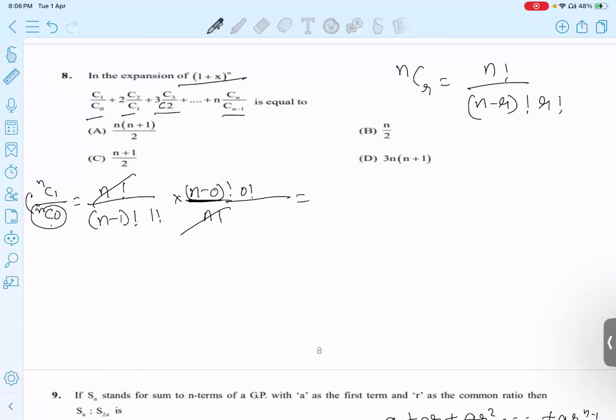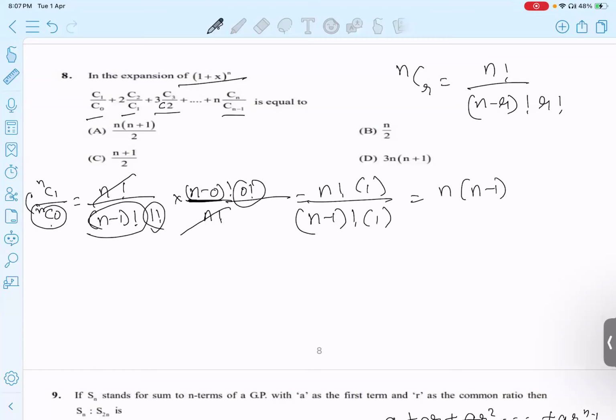n minus 0 is nothing but n factorial. 0 factorial value is 1. N minus 1 whole factorial, we'll keep it as it is. 1 factorial is also 1. Okay, so now this can be written as n into n minus 1 whole factorial by n minus 1 whole factorial. This is equal to n.